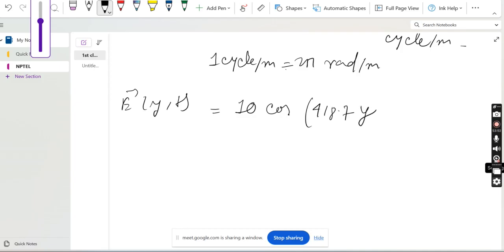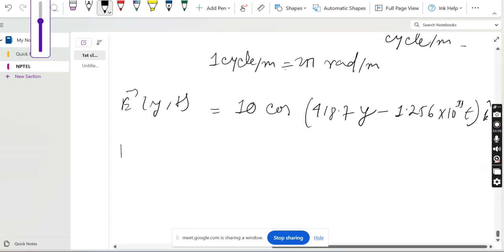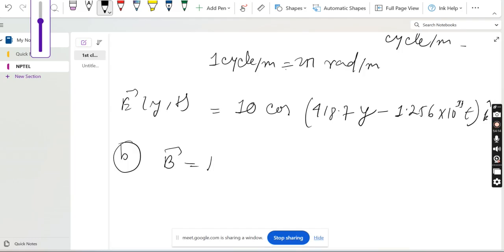418.7, y minus omega is 1.256 into 10 to the power 11 t, in the direction of z. And the second thing will be B naught cos ky minus omega t. And if the wave is propagating along the y-axis, E is along the z direction, B will be along the x direction.